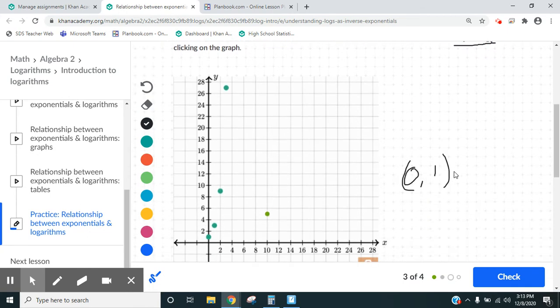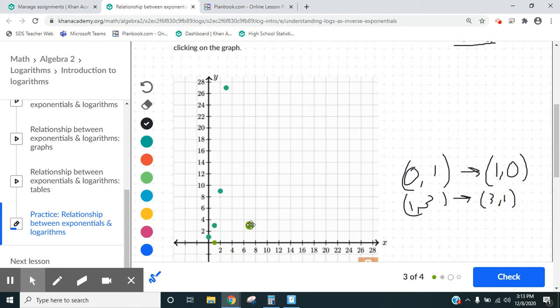Okay, so 0, 1 will become 1, 0. That's how inverses work, right? Y becomes X and X becomes Y. So this point was 0, 1. We're going to put a point on here at 1, 0. And we're going to do the same thing. We're going to map this point, which is at 1, 3. That's another point on the graph. We're going to change it to 3, 1. Sometimes you have to click over and drag it on. All right, the next point is at 2, 9.